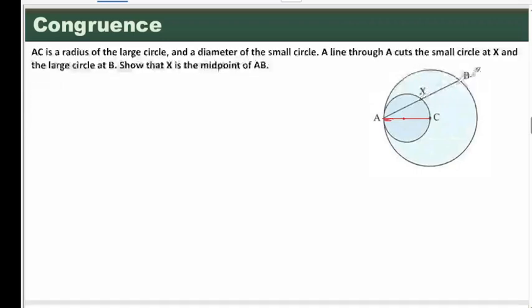Okay. And the large circle at B. Show that X is a midpoint of AB. We are going to prove X is a midpoint of AB. That means AX equals XB.